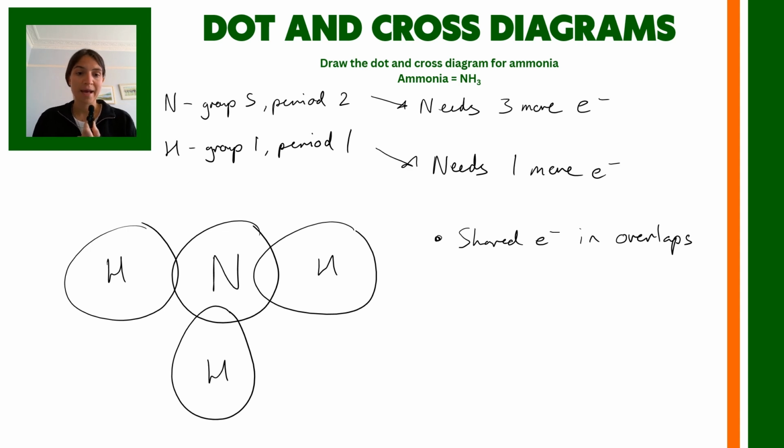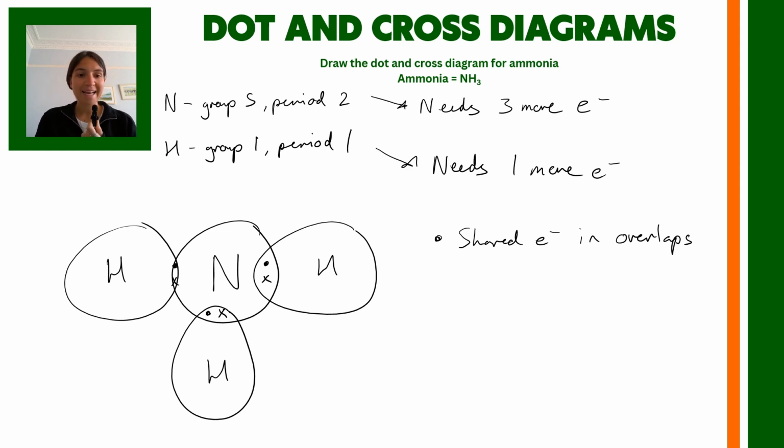So they're shared in pairs, and you just need to remember which electrons you're representing with dots and which electrons you're representing with crosses. So for me here, I am going to represent the electrons from hydrogen as crosses and from nitrogen as dots. So my first job is to give all those overlaps a shared pair of electrons, 1 dot, 1 cross each.